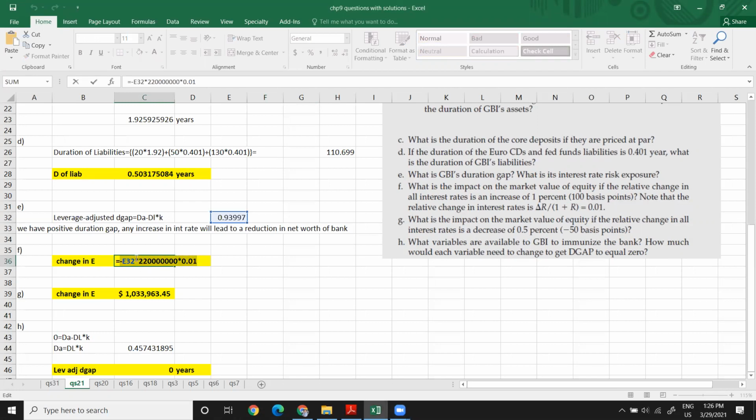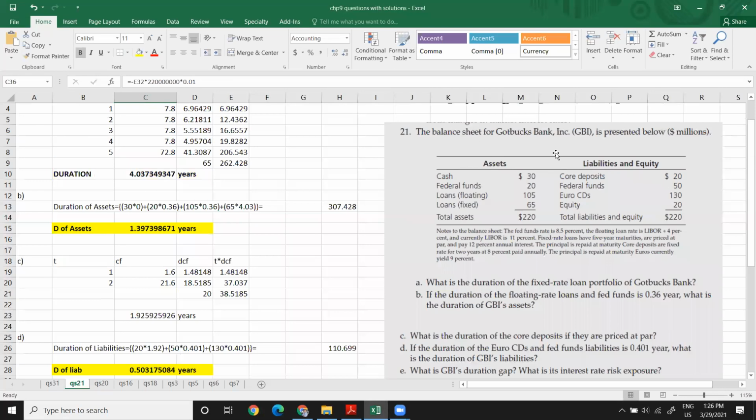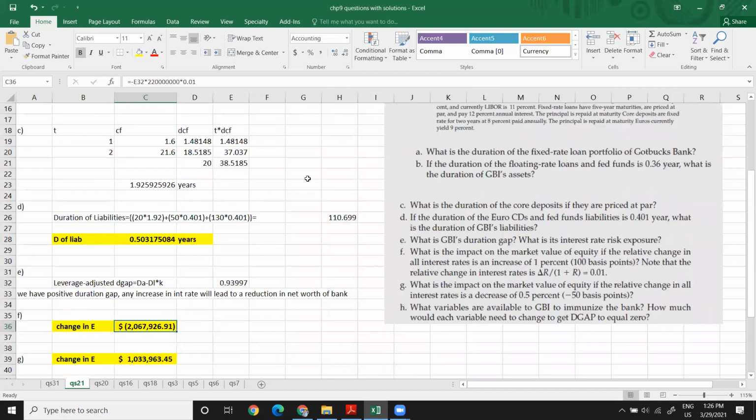So the value of the assets is here and the duration is here. And we multiply by 1%. As we can see, what happens? There is a reduction in the net worth of the bank. So we just plug all the numbers into this formula, and we estimate the net worth.